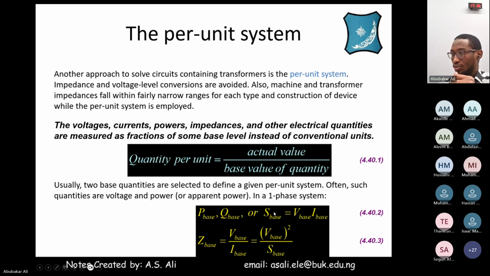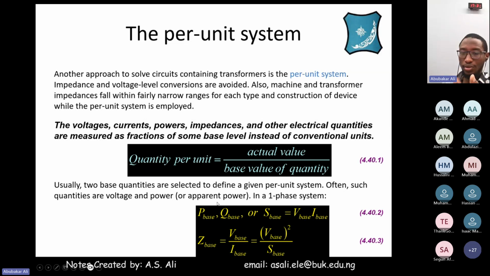So, for example, we have apparent power, reactive power, and the real power. However, most of the time, we usually use two base quantities. If you are given a system, you can pick some values from that system. Let's say a transformer circuit, you pick the source voltage and then the transformer power. This can serve as your base values, the voltage and the power. And of course, we are talking about the apparent power.